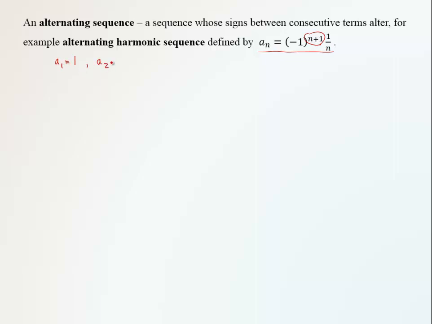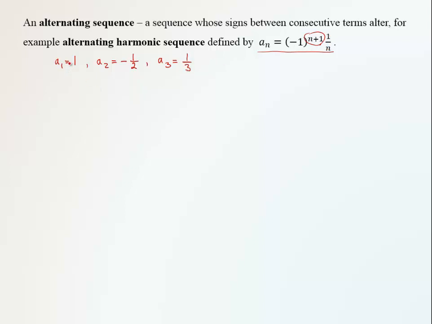Second term a2. Well, we'll plug in 2 here, so the exponent is 3. So -1 to the odd exponent is negative, and then it's 1 over 2, -1/2. The following term a3. If I plug in 3 for n, then it's -1 to the 4, an even exponent. It makes it positive, and it's 1 over 3.